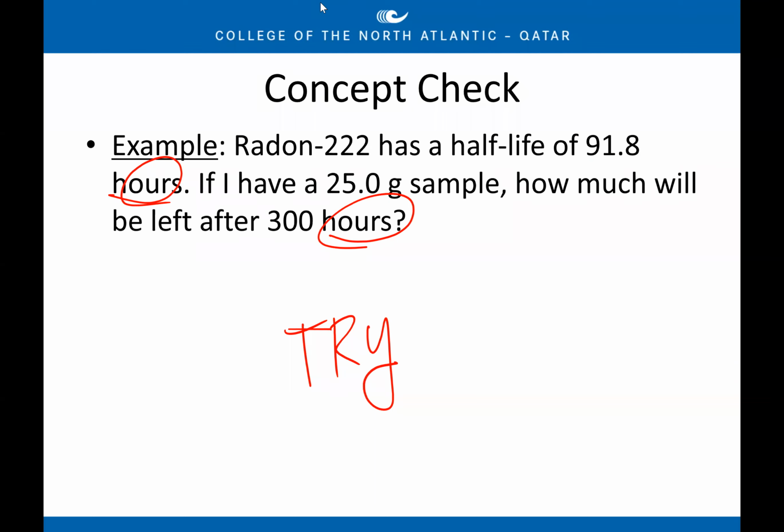Sorry, one last thing. Try to do this yourself. I know the answers are on the slides, but try to do it yourself on your calculator to make sure you can do it on a test. All right, I'll be back in 2 minutes.